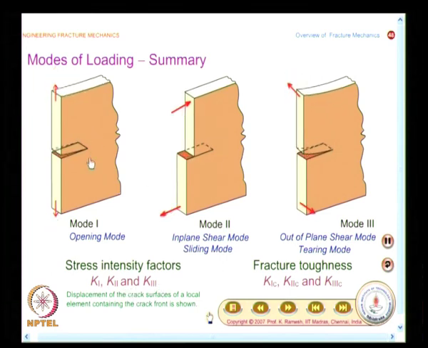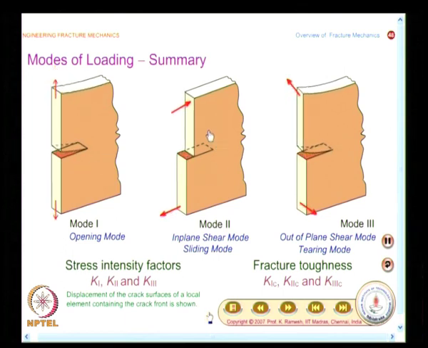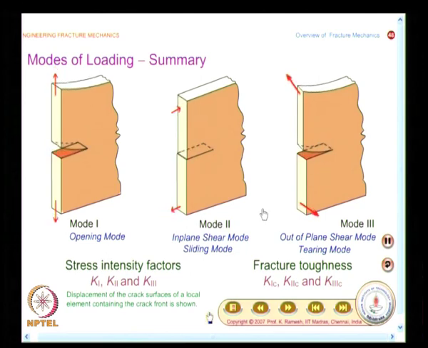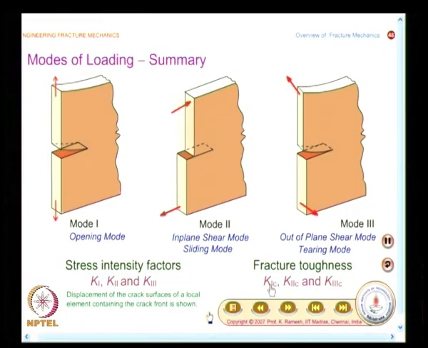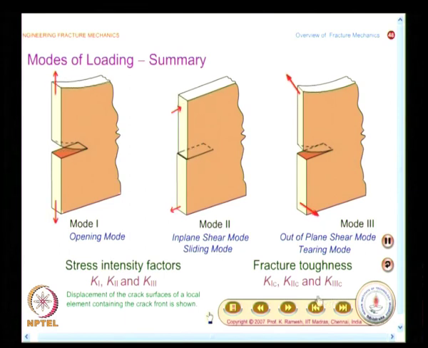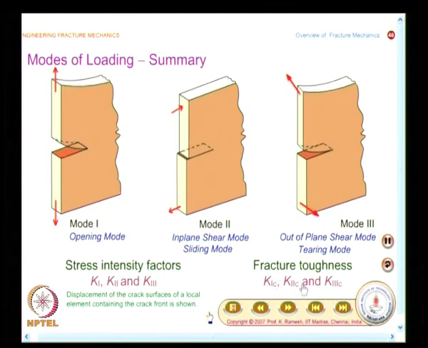So, for a given loading, you find out the value of K1, the value of K2 and the value of K3. From a material test, you find out the fracture toughness for mode 1, mode 2 and mode 3, and they are labeled K1C, K2C and K3C. The C denotes it is a critical value, and this is considered a material parameter.